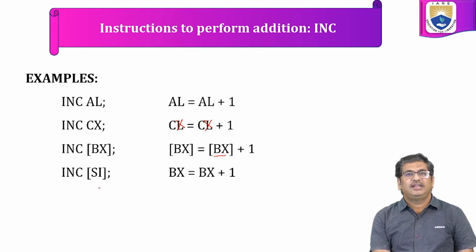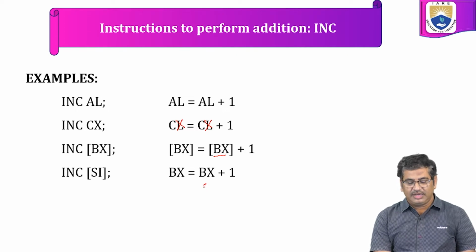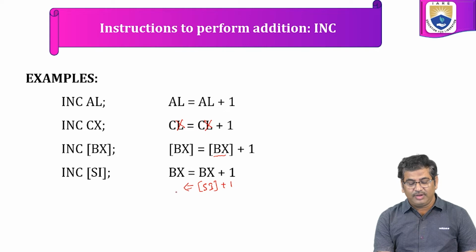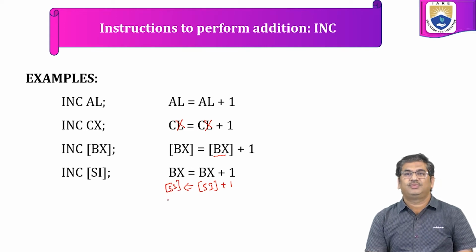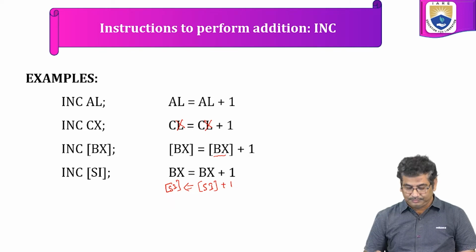Similarly, INC [SI]. Here the source data is a memory location's contents. So the contents of the memory location whose address is specified in the SI register will be added with 1, and the result will be directed to the memory location whose address is specified in the BX register.